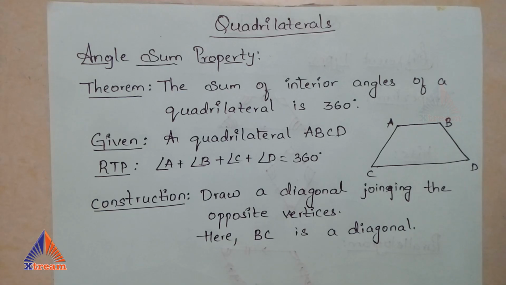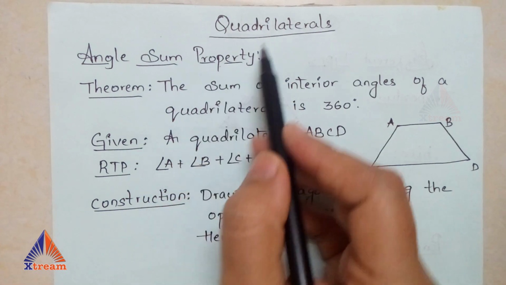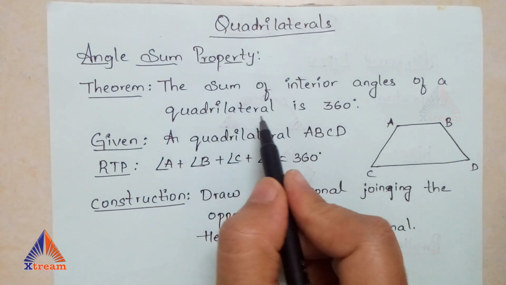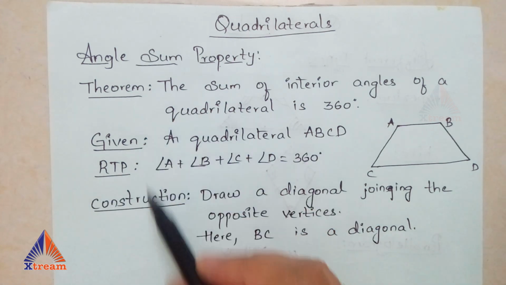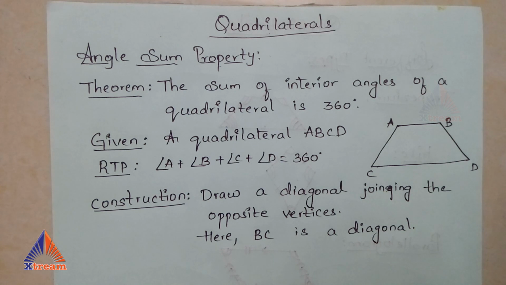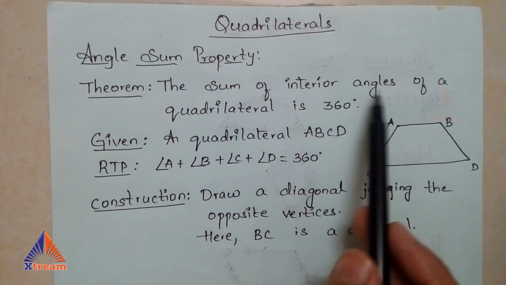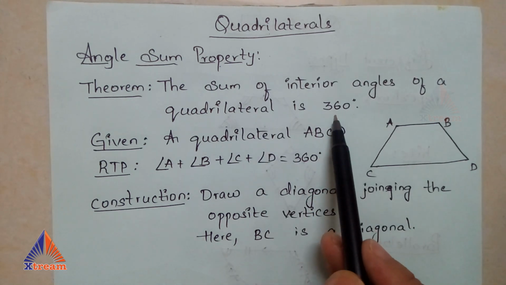In my previous video, you have seen angle sum property in a triangle. In this video, we are going to see angle sum property again, but this is under quadrilaterals. So I'm going to solve this in the same manner how we have done for the triangle. I'm going to take it as a theorem and then prove that angle sum property, that is the sum of interior angles of a quadrilateral is 360 degrees. We are going to prove this.